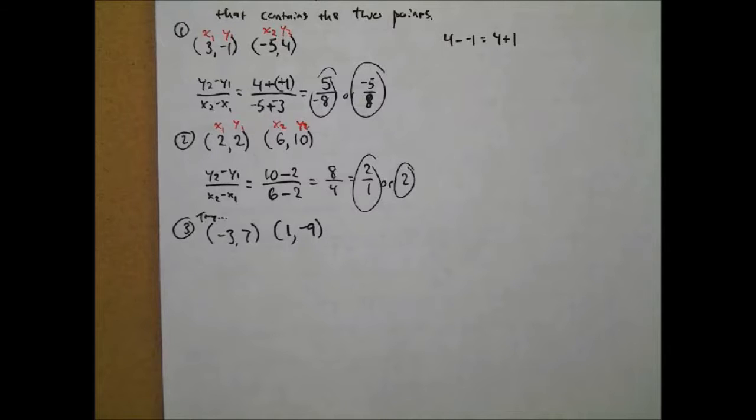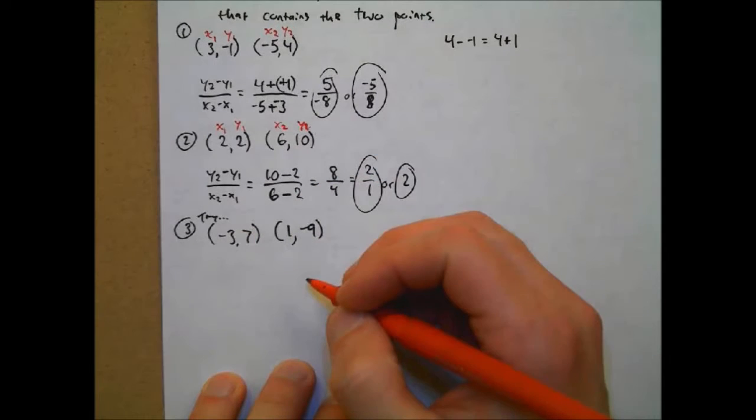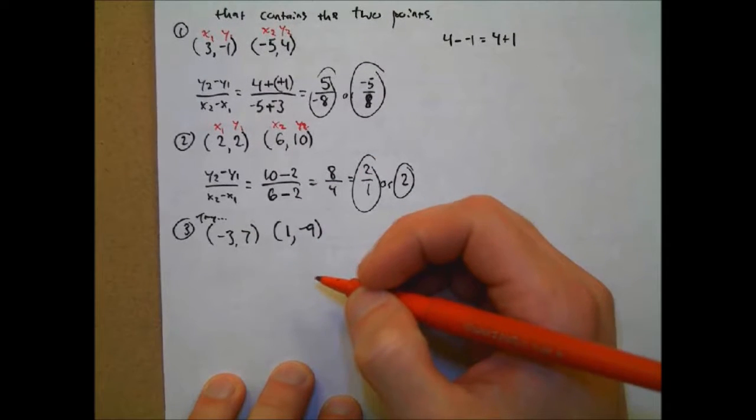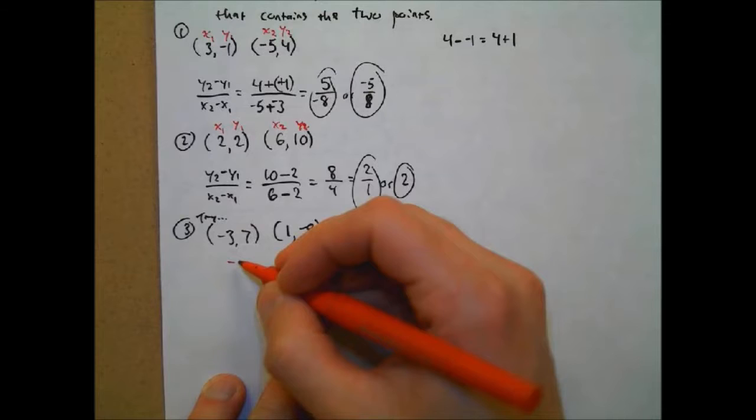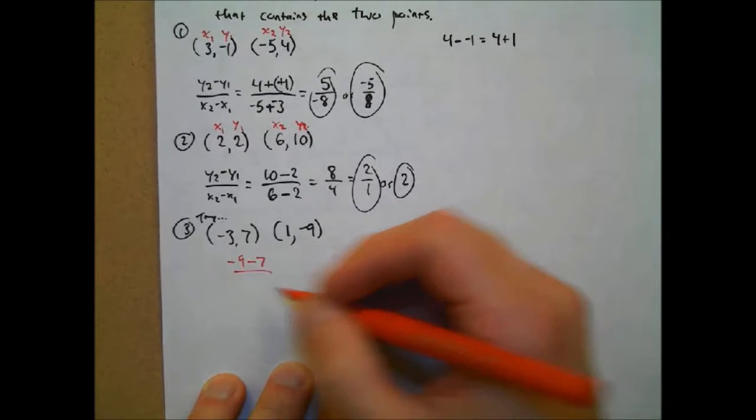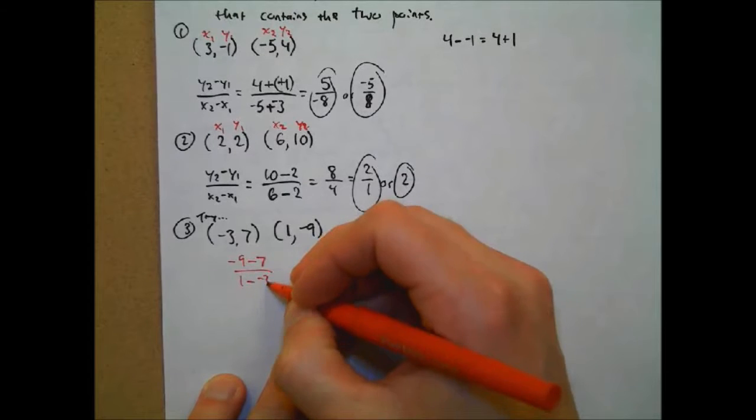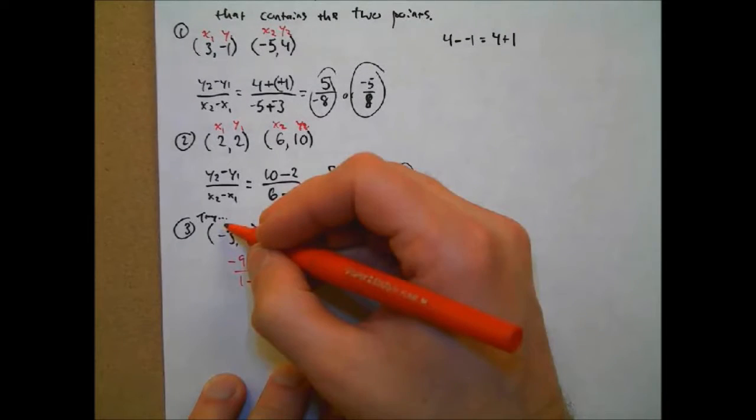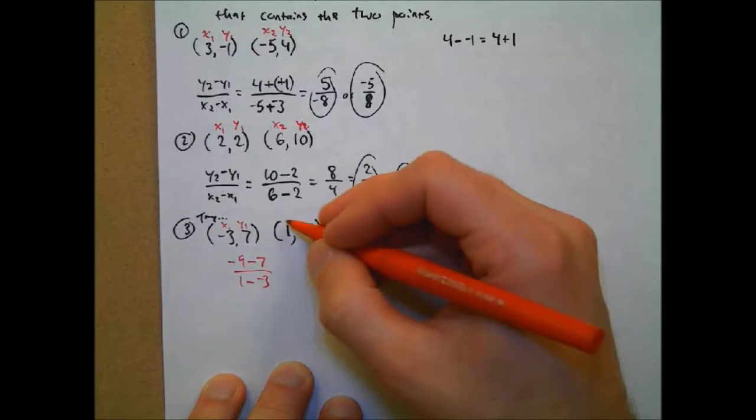Let's go to Matt T. Okay, so Matt, what's our setup here for the slope? -9 minus 7 over 1 minus -3. Okay, so x1, y1, x2, y2, right?